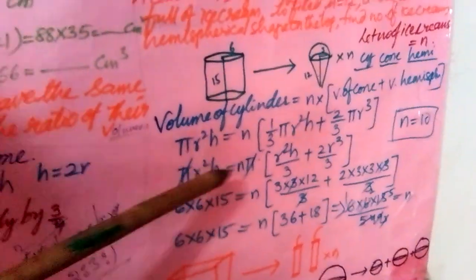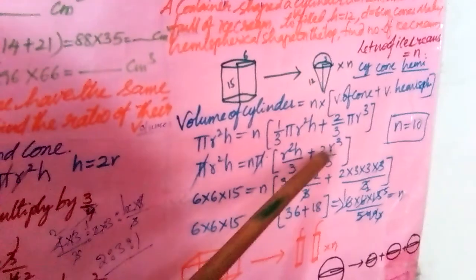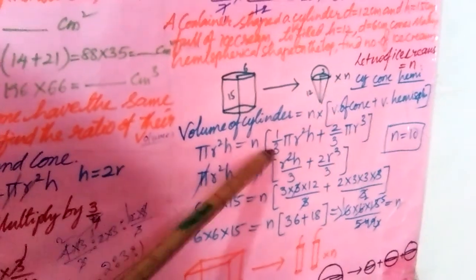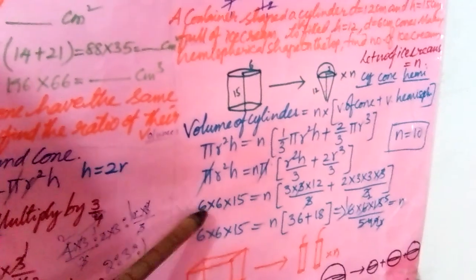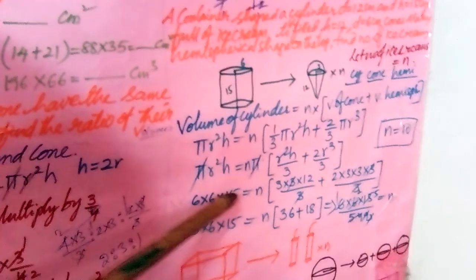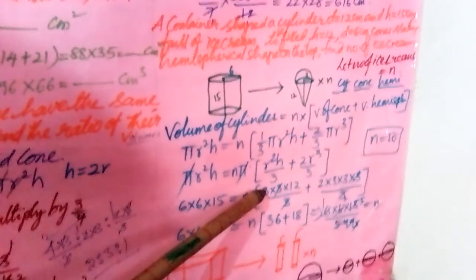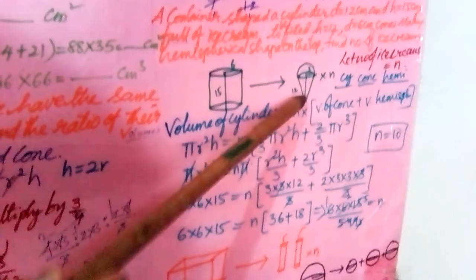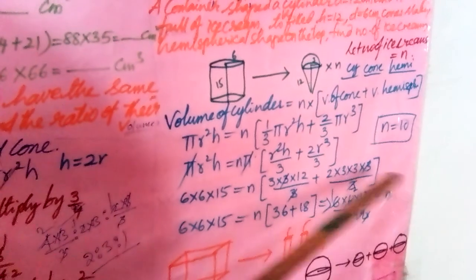Now you see what you can take common from both sides: n and pi. Pi is common from both formulas, r square h by 3 plus 2r cube by 3. Here pi you can cancel because pi is a constant, 22 by 7. And here r square, r of the cylinder 6 into 6, h 15, is equal to n into r square h, r of the cone 3 into 3, h of the cone 12 by 3, plus 2 into r cube, 3 into 3 into 3, by 3.